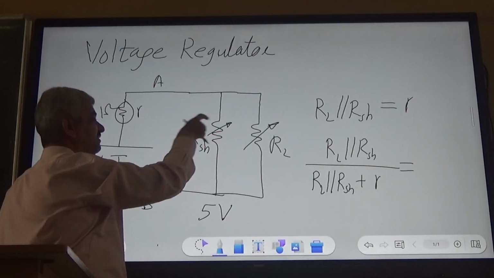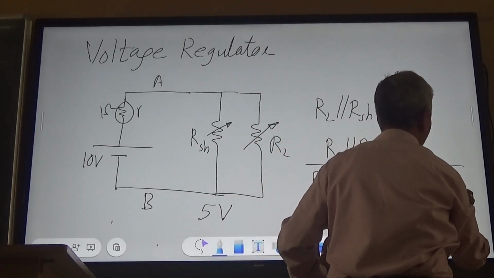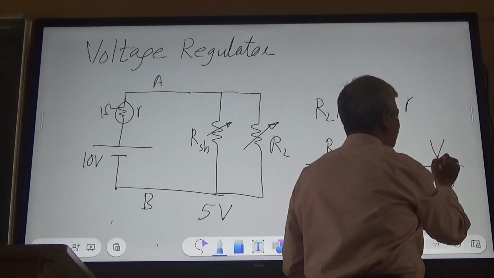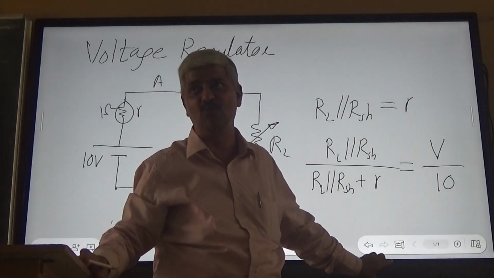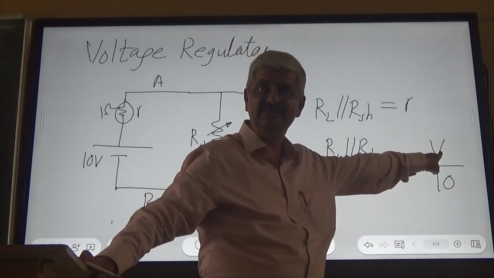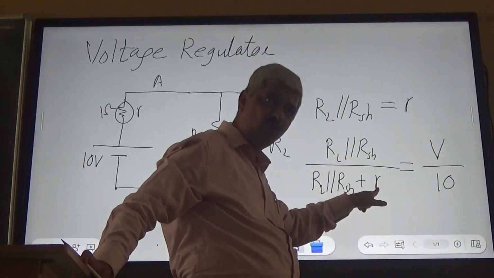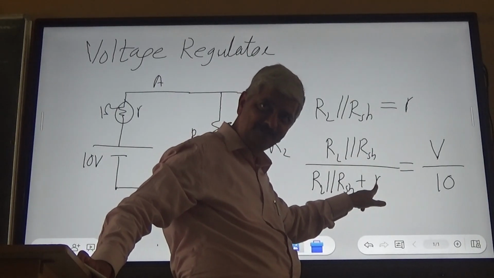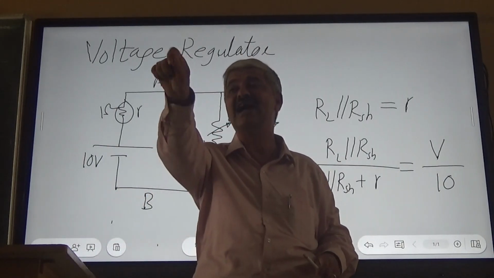So this 5 is, total is 10, and this V, or means what voltage? Suppose if you want it to design for 7 volts, then this should be 7. Is it right? So it should be 7. So R you know, RL you know, so you have to adjust RSH.